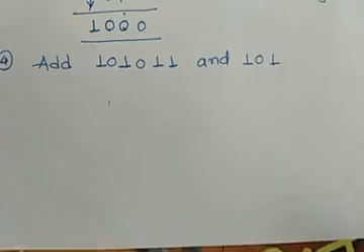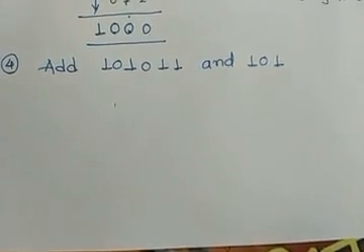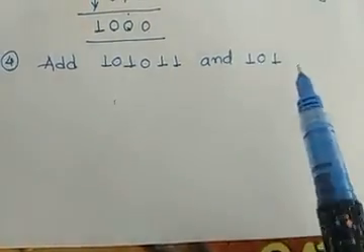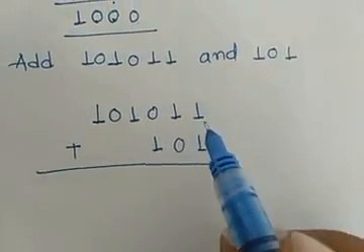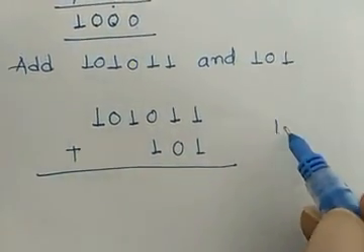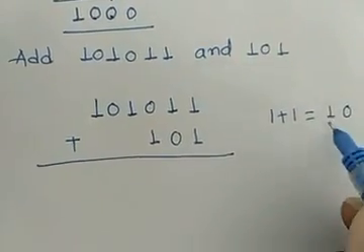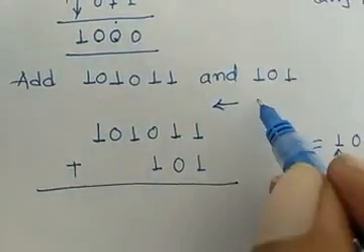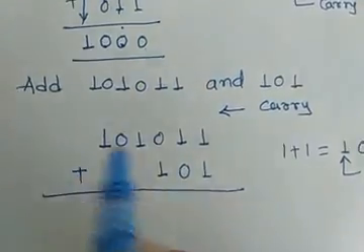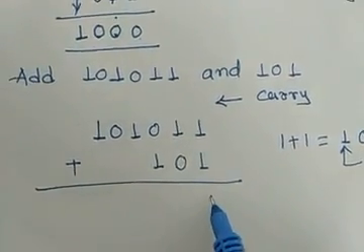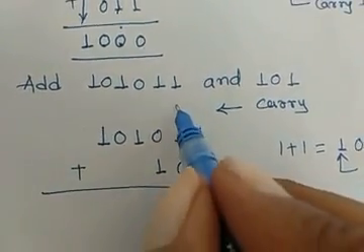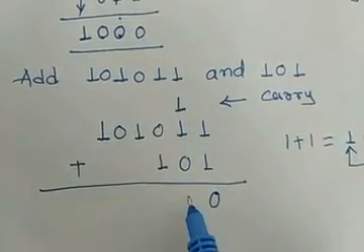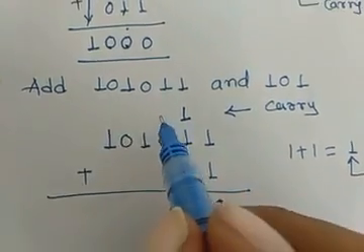Now the next example is add 101101011 and 101. Again here 1 plus 1, we know that 1 plus 1 is 10, where 1 is carry. So here we write the carry numbers in this row. So 1 plus 1 is 10, so we write 0 here and take carry 1. Again 1 plus 1 is again 10, so we write here 0 and carry is 1.